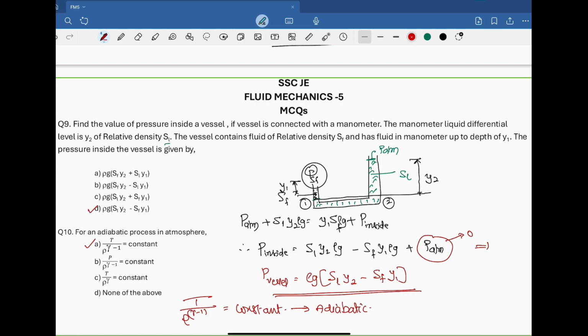And I will conclude with this. And next I will start fluid statics.